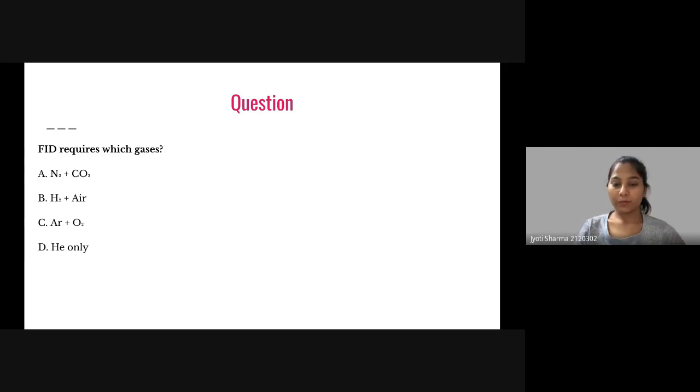Yeah, so I got response B. And yeah, so for FID, what we are using is hydrogen plus air. FID does not detect well alkanes, alcohol, CO2, aromatics. Yeah, C answer is the right one because I already have told that FID is good for the hydrocarbons and it is not good for other inorganic things, right? So CO2 is not the organic thing, and that's why C answer is the right one.